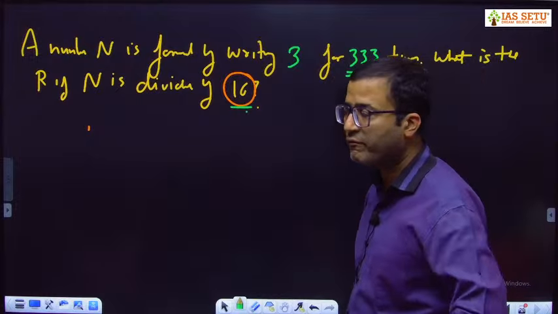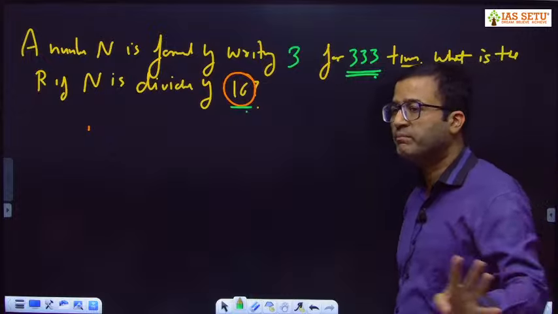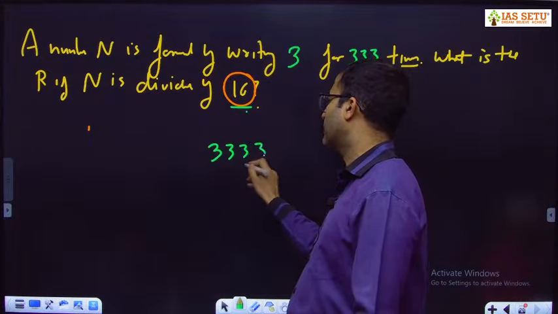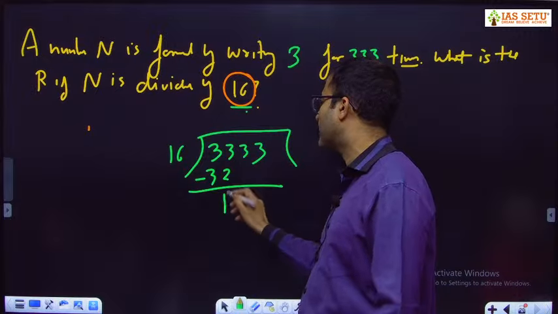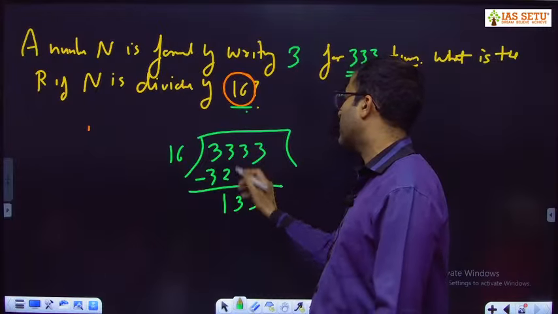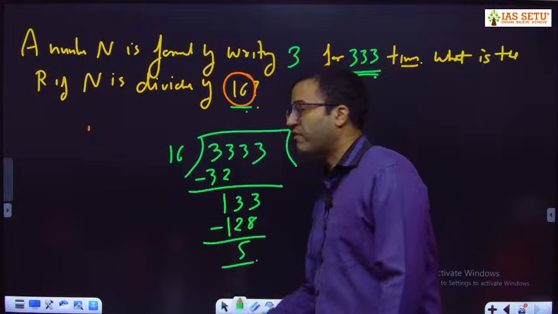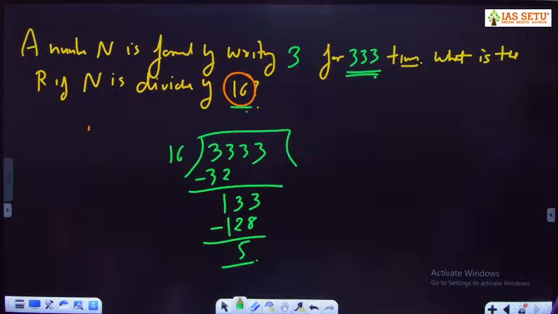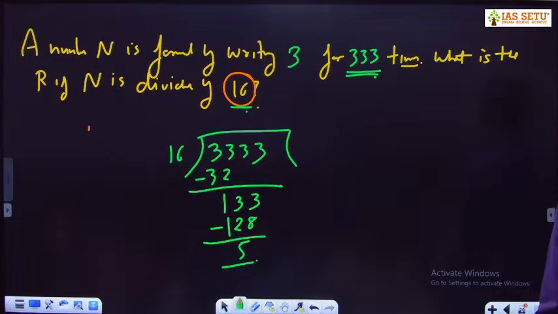So you have a number n formed by writing 3 for 333 times. Here don't take the complete number. The concept suggests only the last 4 digits are sufficient. What is your answer, those who have done? So we divide it by 16. Here 16 2s are 32, minus, here 1 3, but it is not divisible. एक 3 और ले लो. 16 8s are 128. So here your remainder is coming 5. So if that number is divided by 16, what will be your remainder? 5.